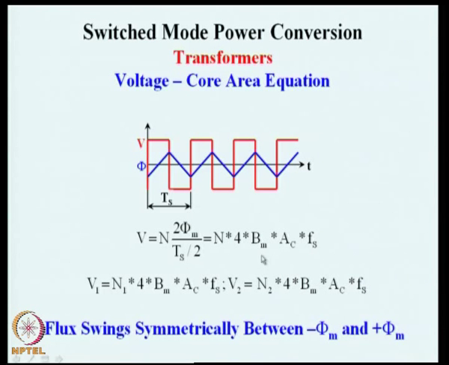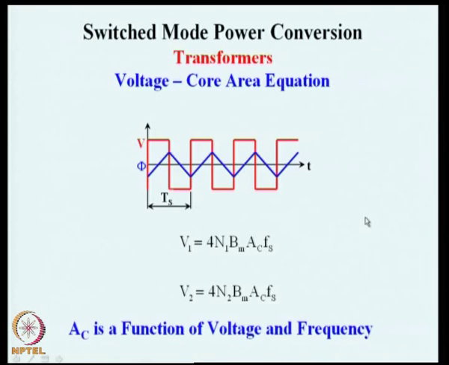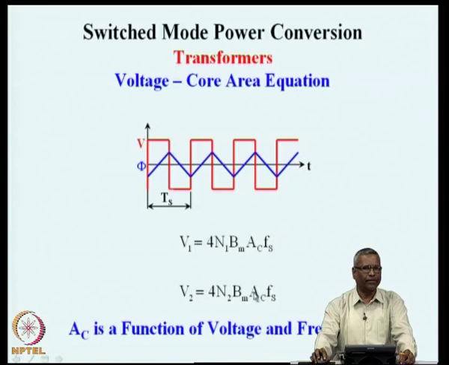This is the total flux, maximum flux density multiplied by the core area, and this Ts is 1 by Fs, and if we substitute those relationships, we find that the voltage is N times 4 times maximum flux, core area and frequency. V1 will be the same relationship with N1 and V2 will be N2 times 4 times Bm times AC times Fs. So, I am writing both of them in a simple relationship as V1 is 4 times N1 Bm AC into Fs and V2 is 4 times N2 Bm AC into Fs.